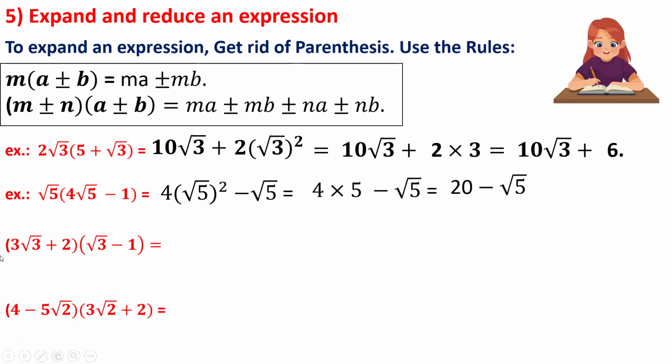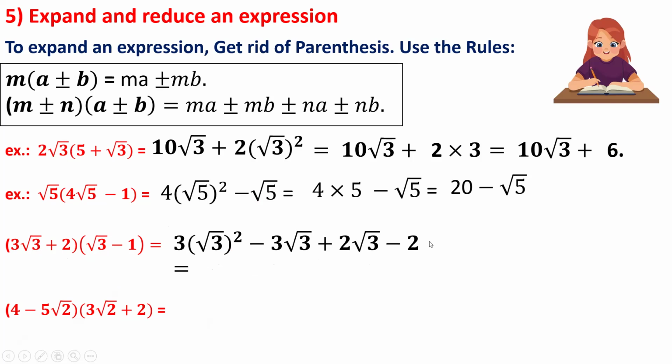Now let me solve the third one using rule number 2, which is all for all. 3 radical 3 times radical 3: 3 times 1 is a 3, and radical 3 times radical 3 is radical 3 all of it squared. Then 3 radical 3 times negative 1: positive times negative is negative, so 3 radical 3 times 1 is 3 radical 3. Now plus 2 times radical 3, plus 2 radical 3, plus 2 times minus 1 is minus 2. So this is the answer.